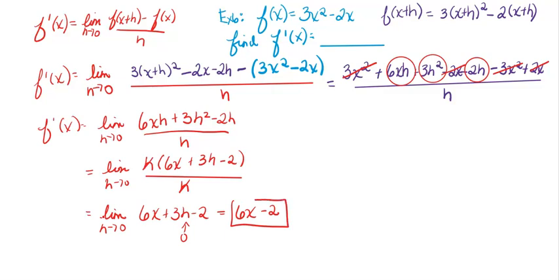And that is the derivative. That is f prime of x. Because that is the equation that I derived from f of x using limits, using the difference quotient, or the properties of limits. And that is also the slope of the equation for a slope of every point on this parabola f of x, or f of x equals 3x squared minus 2x.